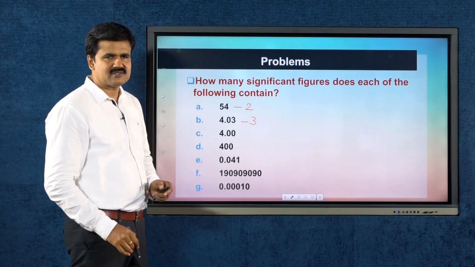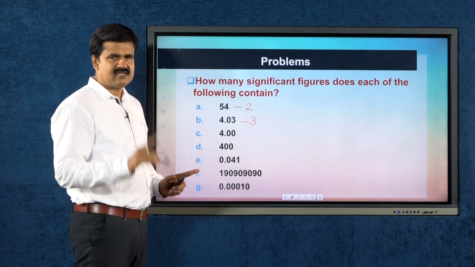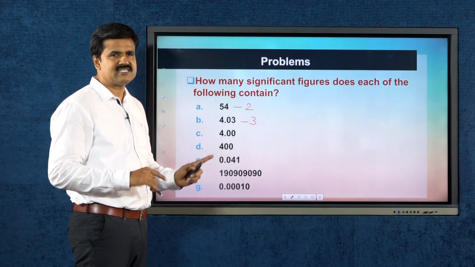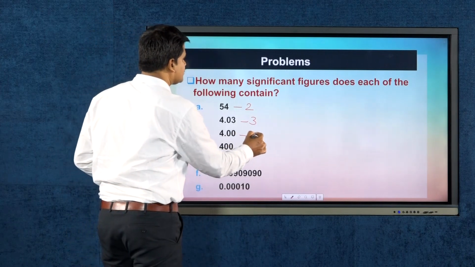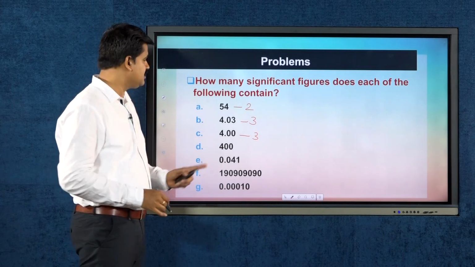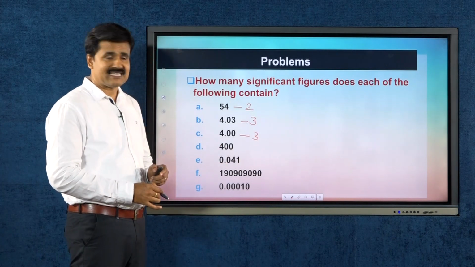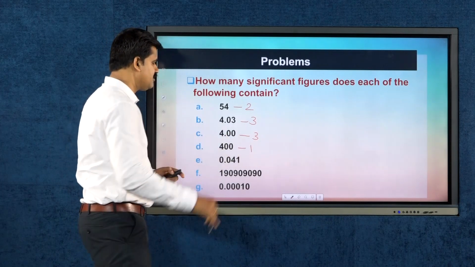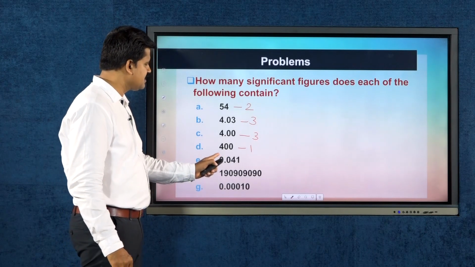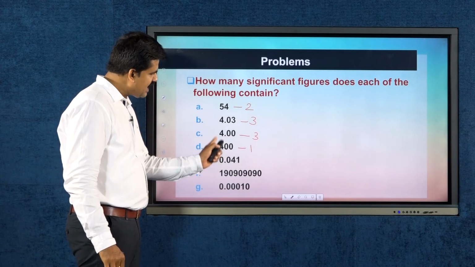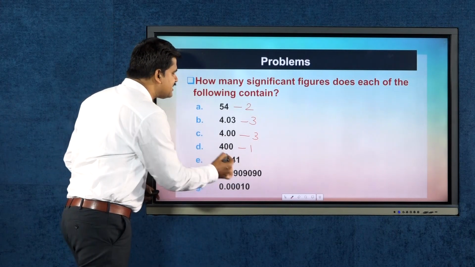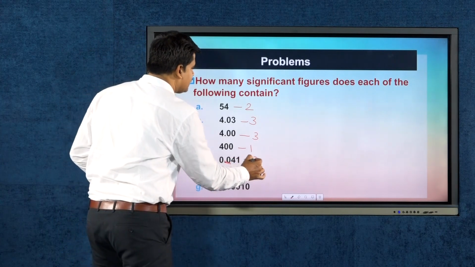Here 4.00. 4 is significant. 2 zeros are also significant because the zeros are coming after a non-zero digit after the decimal point. Here there are also 3. But here in 400, there is no decimal point at the end. So these 2 zeros cannot be considered as significant. So here there is only one significant figure. In the case of 0.041, this 0 is coming after a decimal point. So this 0 cannot be treated as significant. So here there are 2 significant figures.